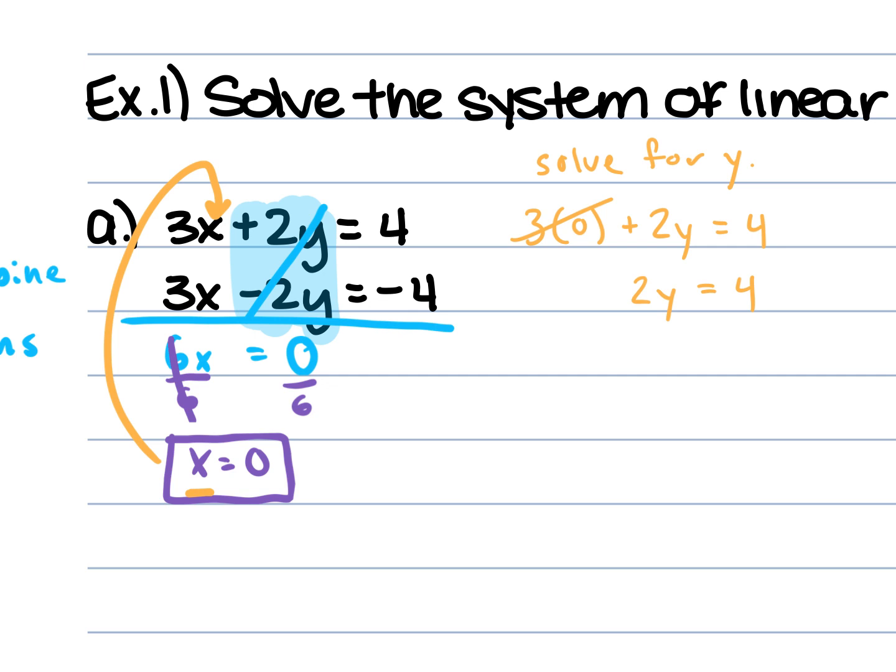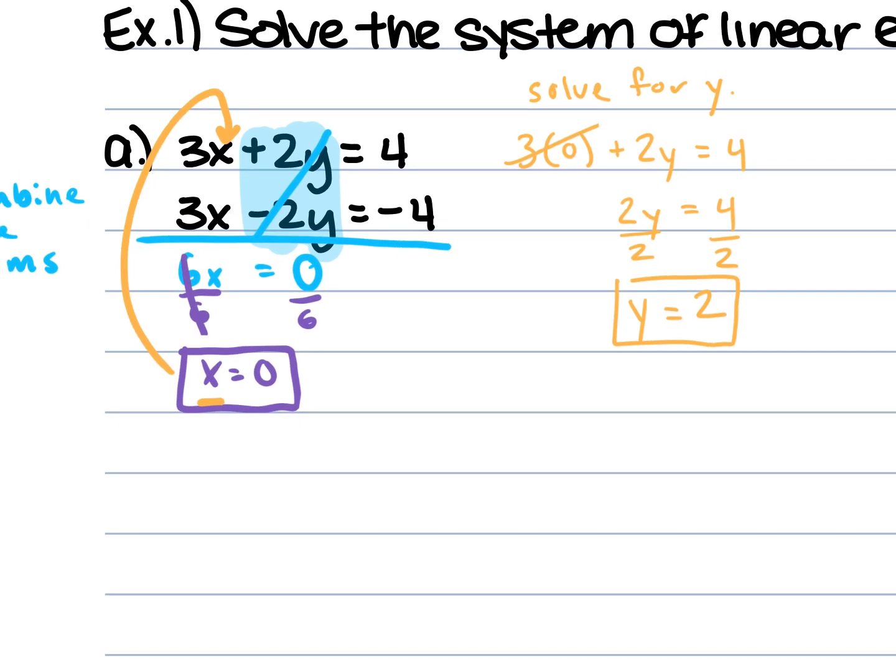What would I do next to solve for y? Divide by 2. Since 2 is being multiplied to y, I do the opposite to get the y all by itself. So I have y is equal to, what's 4 divided by 2? 2. Perfect. That's my second answer.